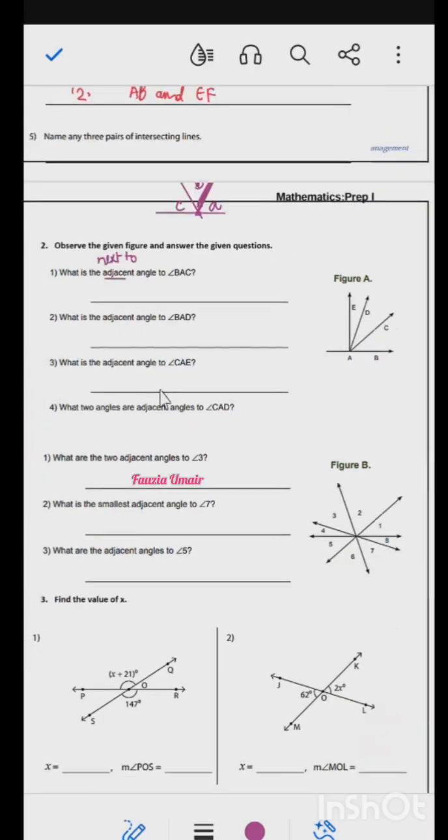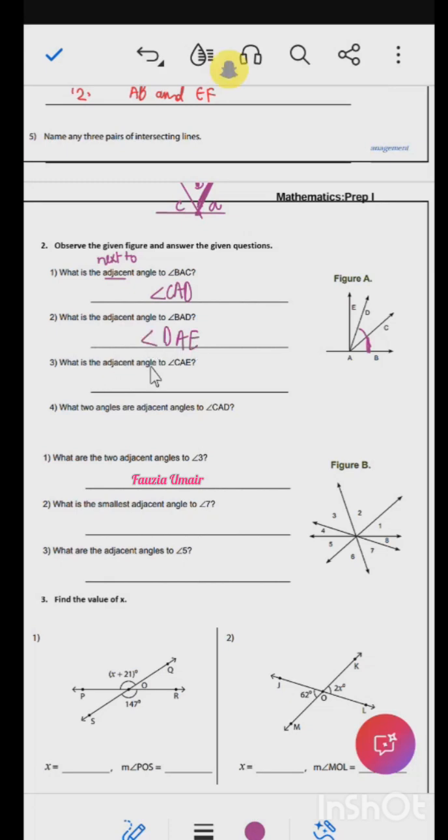Now let's solve. What is the adjacent angle to angle BAC? Like this angle. CAD. Excellent. So angle CAD. What is the adjacent angle to angle BAD? DAE. Ma'am, DAE is the answer. DAE. Very good.